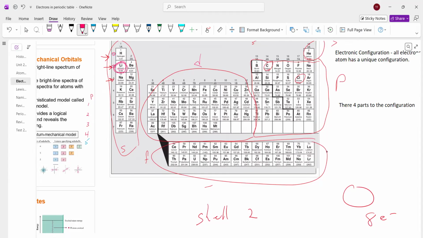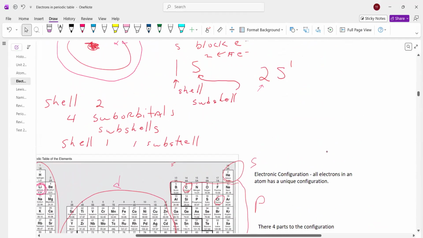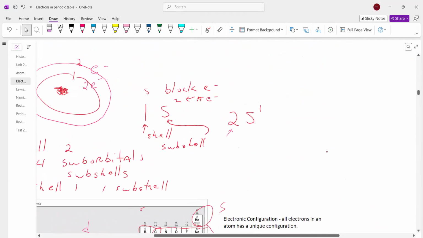Okay. All right, so that's part of the configuration. And then we have the 3rd electron. That's in shell 2.